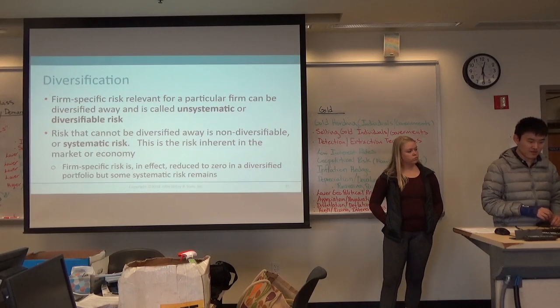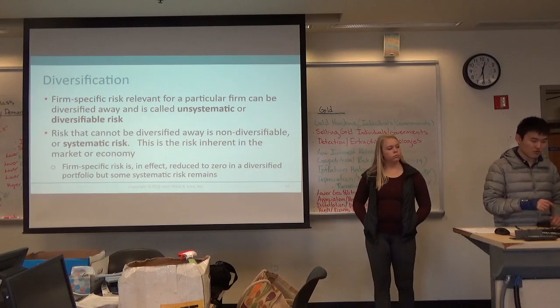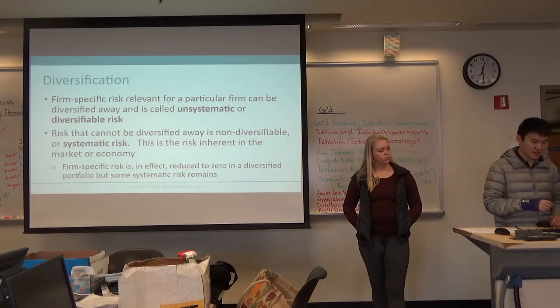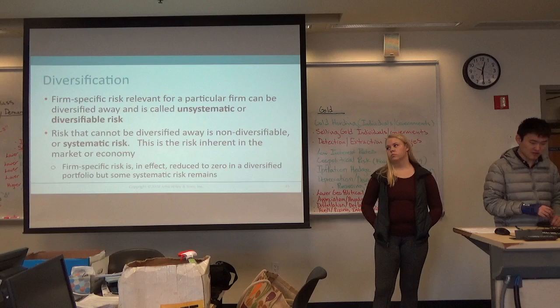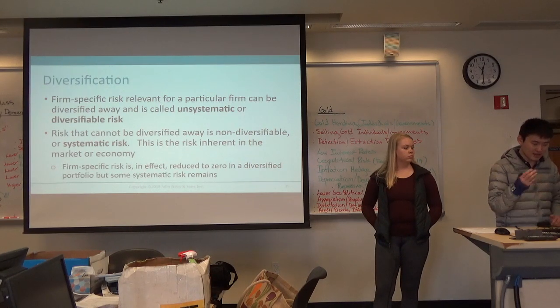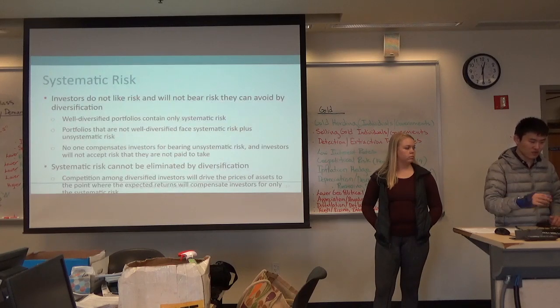Firm-specific risk relevant to a particular firm can be diversified away, called unsystematic or diversifiable risk. Risk that cannot be diversified away is non-diversifiable or systematic risk. This is the risk inherent in the market or economy. Firm-specific risk is, in effect, reduced to zero if diversified in the portfolio, but some systematic risk remains. And these are just some examples of diagrams.